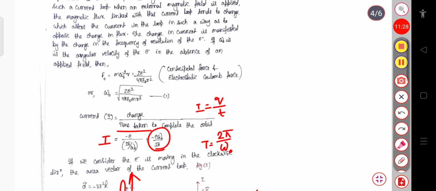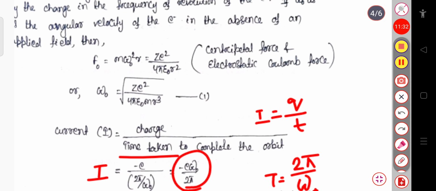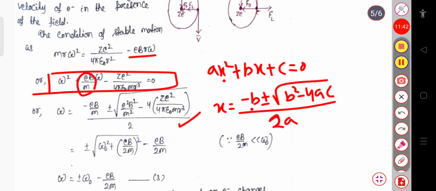Now in this expression, initially we have calculated in this equation 1, since omega square r will be equal to z square divided by 4 pi epsilon naught r square, so omega naught value equal to this much. Now simply substituting that value, that is z square divided by 4 pi epsilon naught m r cube, the root over of this much, is equal to, this is your omega naught.